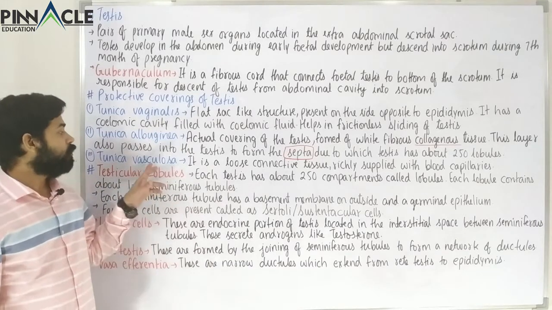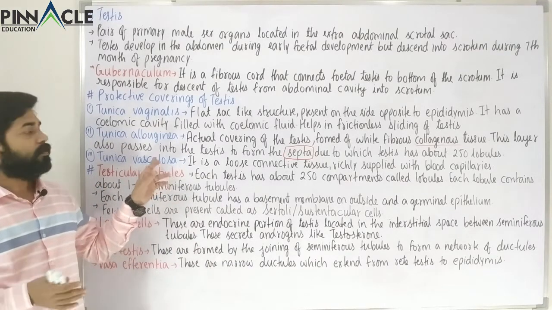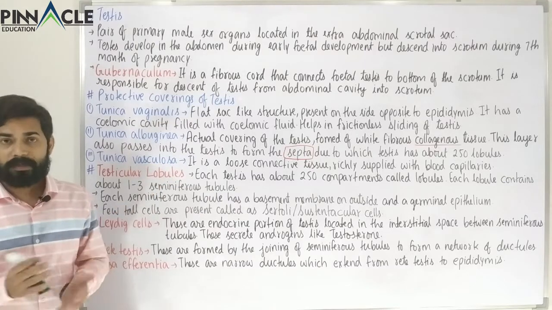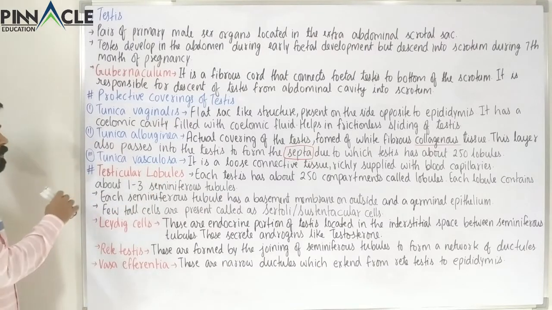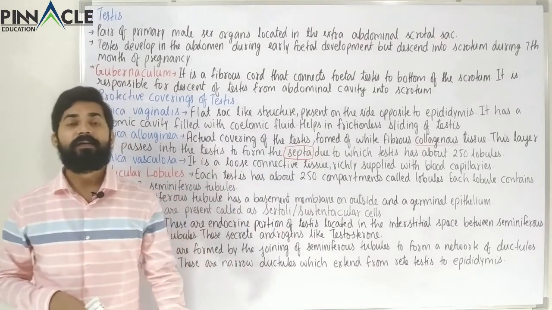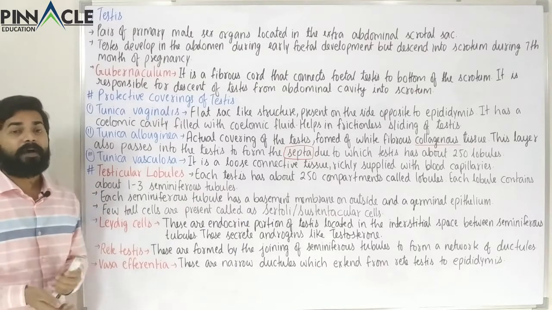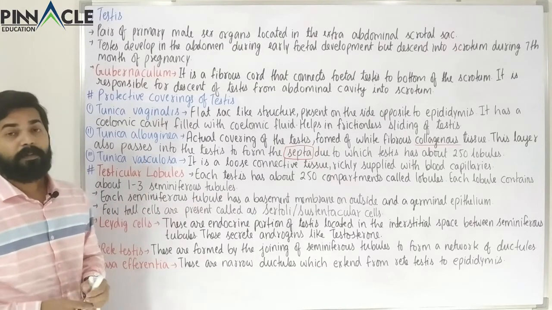So wherever the word vasculosa comes in the case of animals, we know that it includes the blood supply. Now we come to the testicular lobules. This septa is forming around 250 testicular lobules. These are certain compartments formed due to the septa.